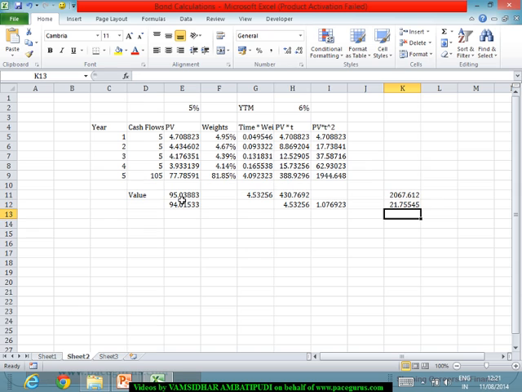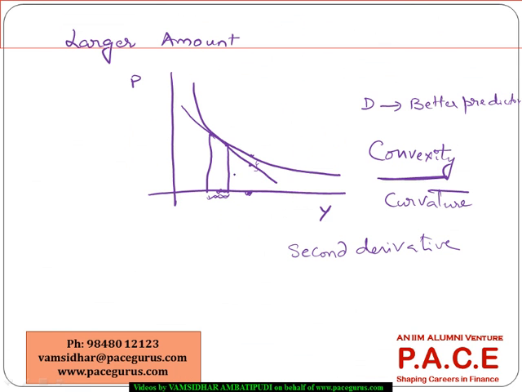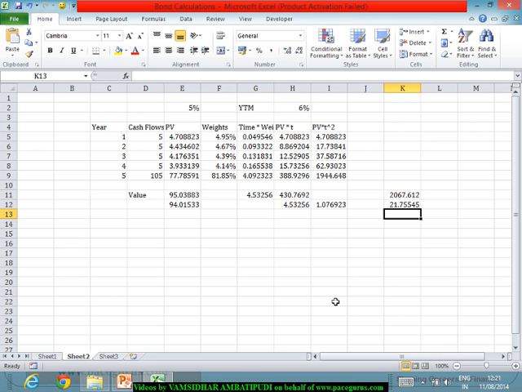The convexity is somewhere around 21.75 units. So the convexity is somewhere around 21.75, which is coming out as the second derivative.